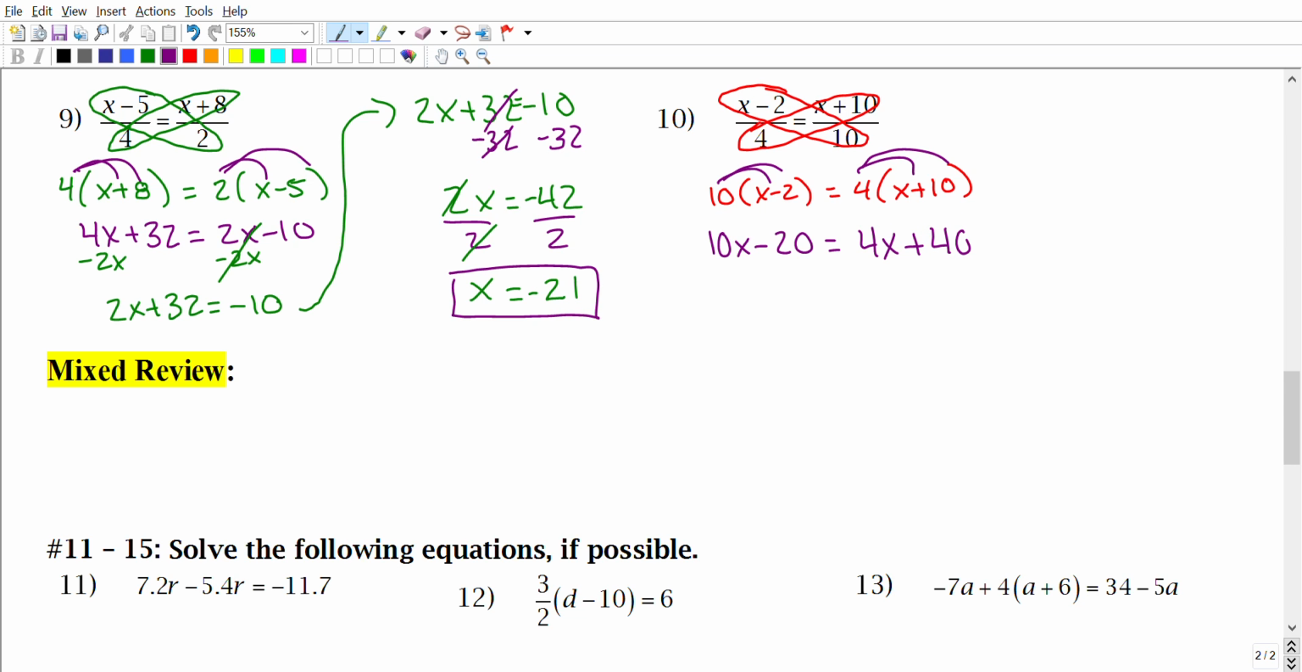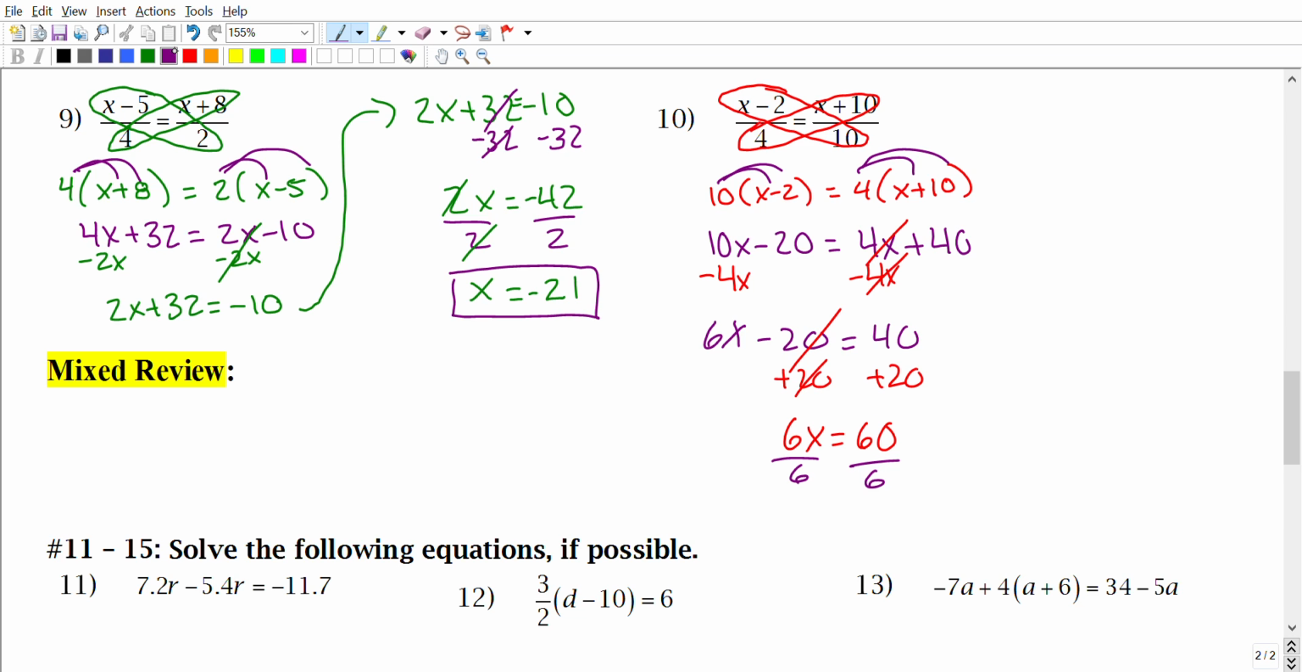Can't combine anything, but I can move the smaller variable. So I get 6x minus 20 equals 40. Use SADMAP to get the 20 on the other side. So I get 6x equals 60, divided by 6 for a final answer of x equals 10. So hopefully you guys got 10 when you tried this problem on your own.